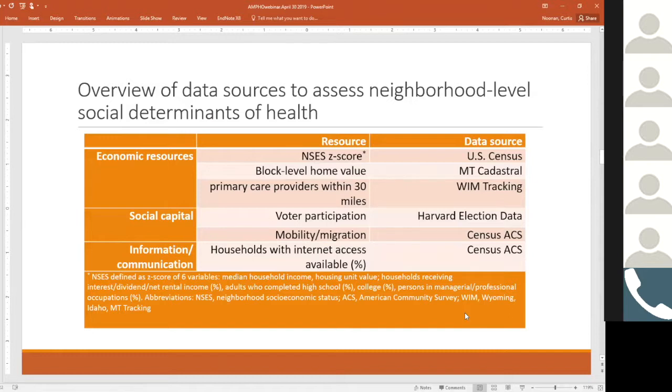some ways that it can be captured using fairly easily accessible data is something like voter participation using the Harvard election data, which is a nationwide assessment of voter participation at the precinct level. And then things like mobility or migration indicators that are available through the U.S. Census American Community Survey. And then another arena for understanding social determinants of health might be households. Just would be an indicator or a marker of information and communication, which would be households with internet access availability, also available through the American Community Survey data.